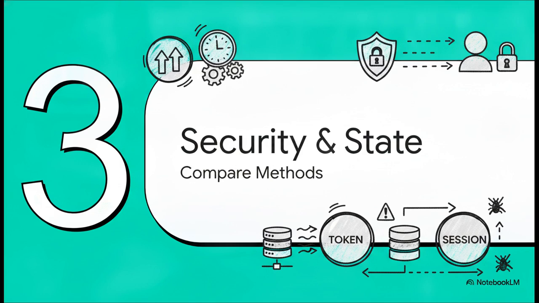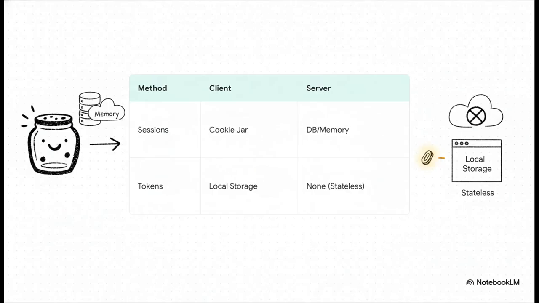Section 3. Comparing security and state. It's time to weigh the risks and storage differences of both methods. Now, what's really interesting about this slide is the massive shift in burden between these two methods. With sessions, your client uses the browser cookie jar, but your server bears the heavy load of using database or memory storage. With tokens, it completely flips. The client takes on the storage burden using local storage, while the server requires absolutely no storage for authentication. The server is completely stateless.